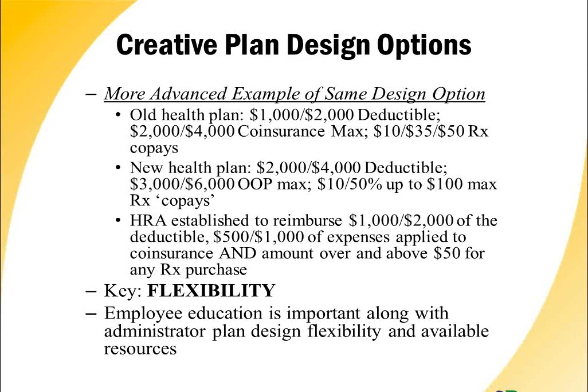So the employer in that situation could say, okay, well, I want to establish an HRA to help my employee with the deductible. I also want to help them with, once they've met that deductible, if they have big ticket items that are applied to coinsurance, I also want to help them with that. And, oh, by the way, I also want to help them with any prescription drug cost over $50. Maybe they reimburse the employee dollar for dollar for any prescription drug over $50. So that's definitely a more advanced example of kind of the same design option.